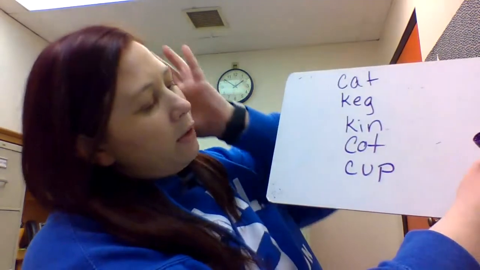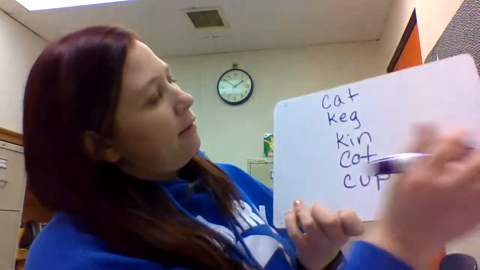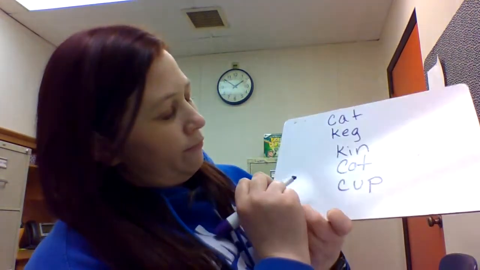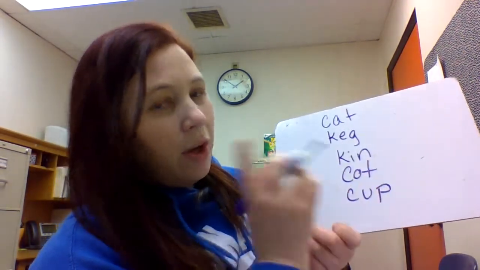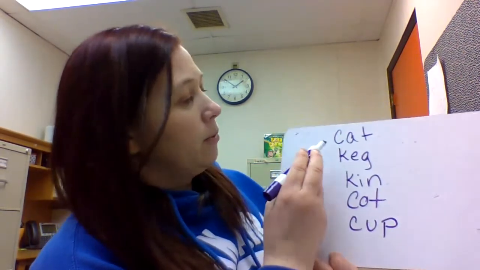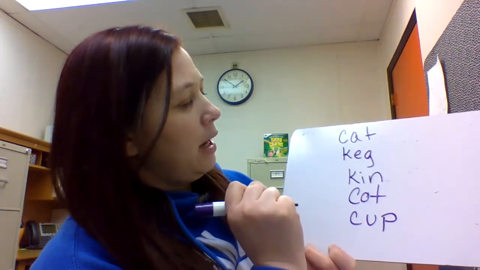That was the wrong paper. Here we go. Let's look at these words. Cat, keg, kin, cot, and cup. So when we look at these words, we see the next letter is a vowel. They all begin with the k sound, but some start with a C and some start with a K.